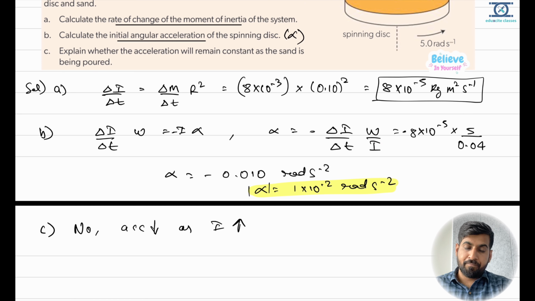Okay, so this is all about your moment of inertia, angular momentum, and conservation of angular momentum, and the kinetic energy associated with rotational mechanics.